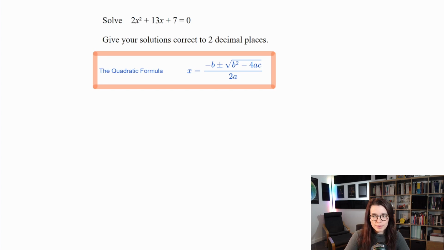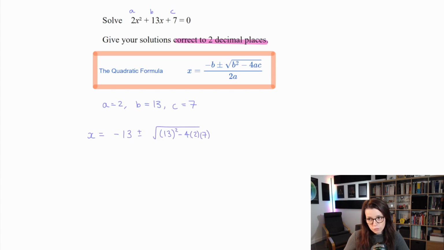Solve 2x squared plus 13x plus 7 equals 0. Give your solutions correct to 2 decimal places. Now, in an exam, this is a massive clue that you're going to want to use the quadratic formula, because you won't get decimal answers easily by factorising or using completing the square. So in this case, a is 2, b is 13, c is 7. We just plug those numbers into the quadratic formula carefully.